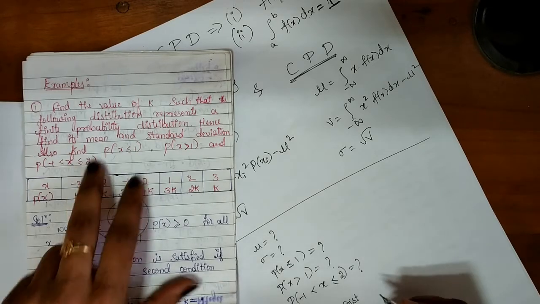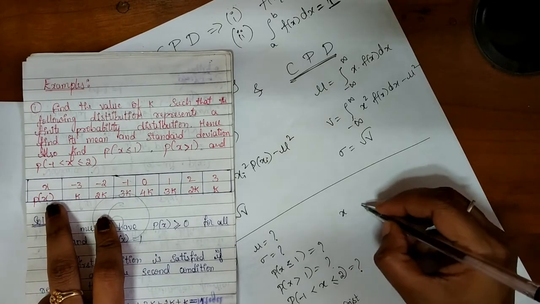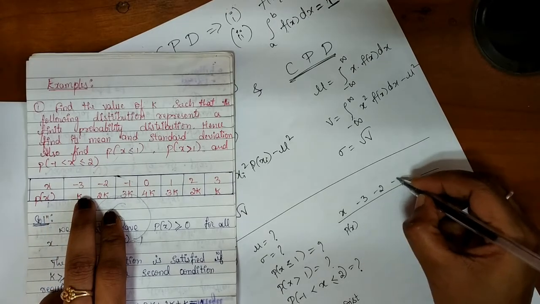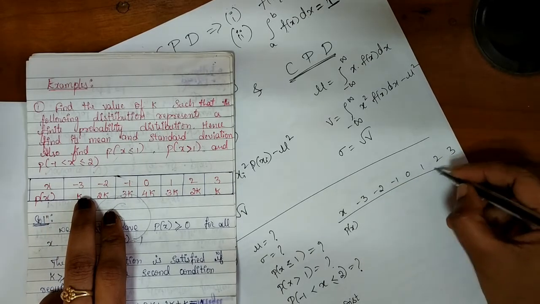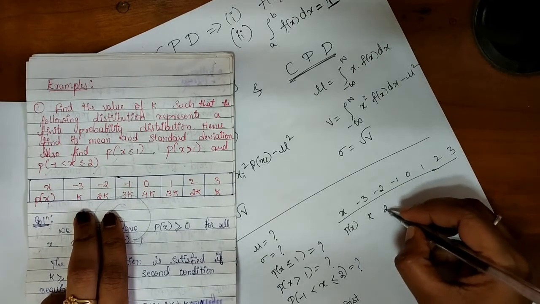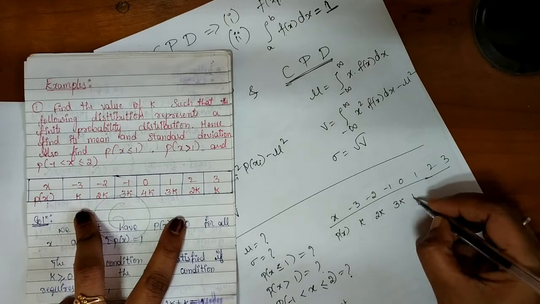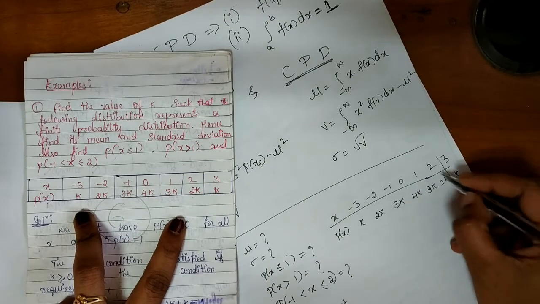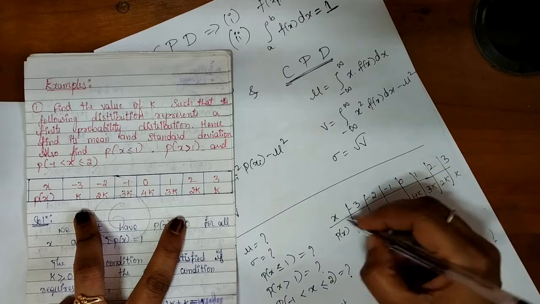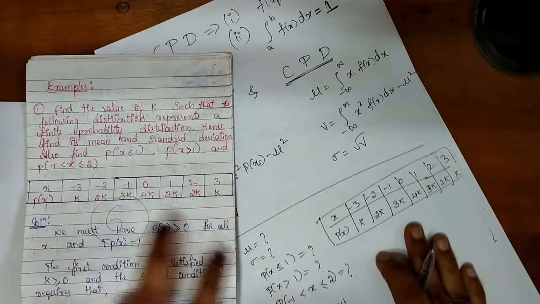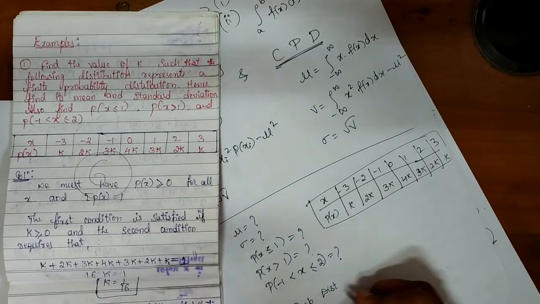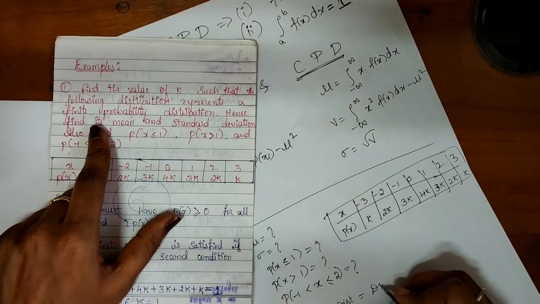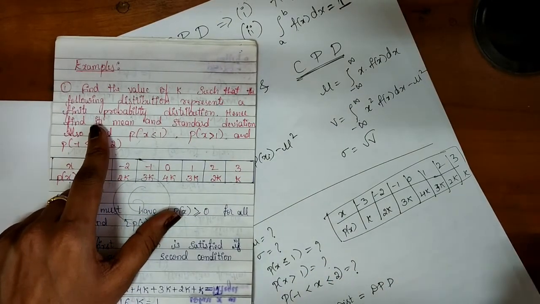See the distribution they have taken, X and P of X. X is minus 3, minus 2, minus 1, 0, 1, 2, 3. The distribution is given as k, 2k, 3k, 4k, 3k, 2k and k. All these values are assigned. Since it is a finite probability distribution, it is nothing but a discrete probability distribution. Finite means discrete probability distribution, right?